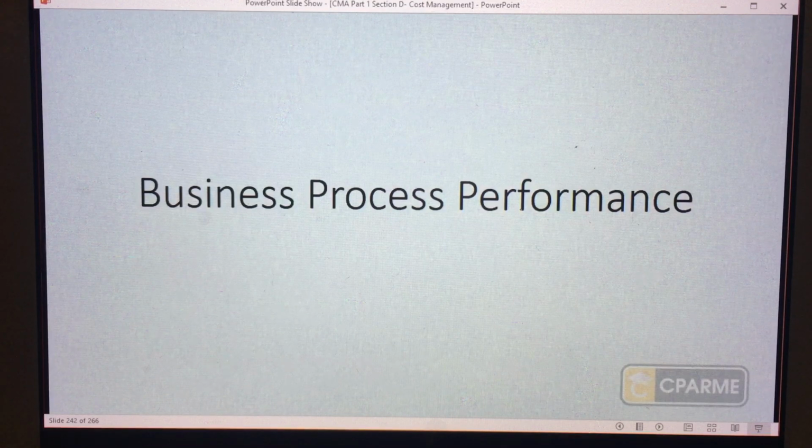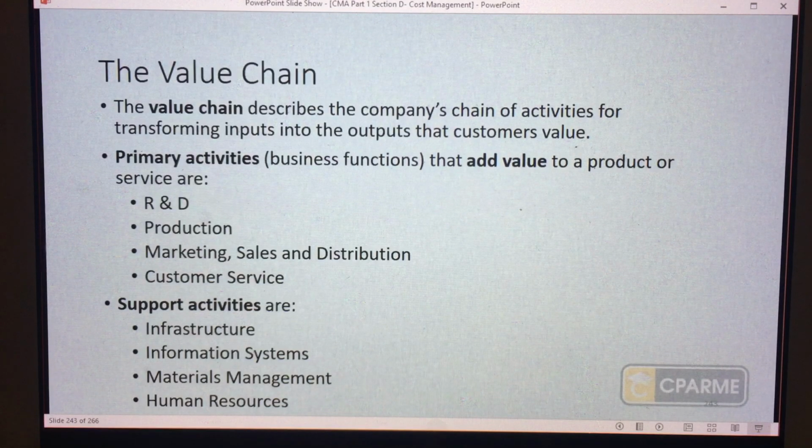And finally, we go to your business process performance. Ito yung ating value chain. So literally, what activity would add value to your product or business, for transforming inputs into the outputs that your customers would value. So literally, business functions, primary activities or business functions that would add value to a product or service would be your research and development, your production, marketing, sales and distribution, and your customer service. Your support activities, kasama dito yung infra, your information systems and materials management and human resources.